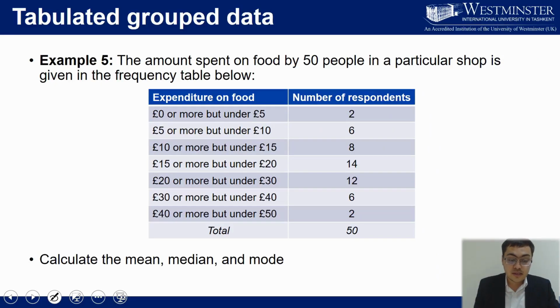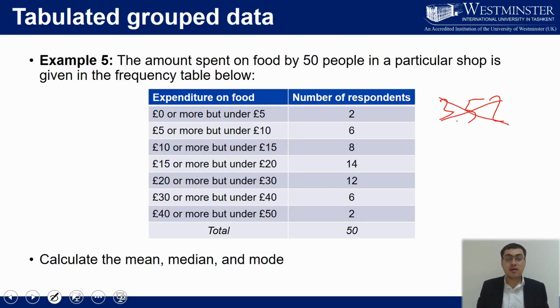Now let's look at tabulated grouped data structures. In this example, we have the amount of money spent on food by 50 people in a particular shop. We couldn't just record the amount of money they spent and the frequency of that particular amount, because it really doesn't make sense. For example, if someone paid $3.52 on something, then nobody else is going to spend that exact amount. So tabulating it in an ungrouped data structure doesn't make sense, and that's not what we're going to do.